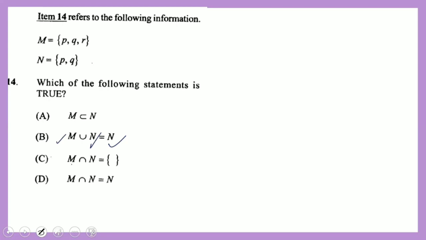C, M intersect N is an empty set, meaning there's no element that's in M which is also in N, and that's a lie. And finally, M intersect N is equal to N. That means if you look at the elements that are in M, and you can also find them in N, that's intersection, it will be equal to the elements in N. And that is true.